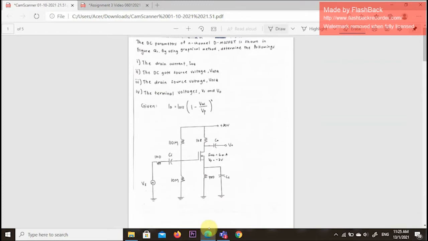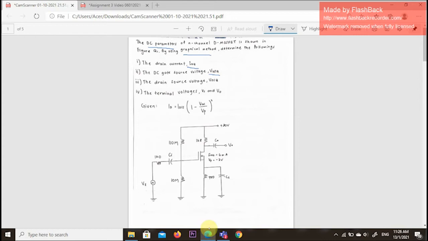The question already mentioned to use the graphical method since these are DC parameters. To find the value of IDQ and VGSQ, we need to draw graphs to find the values.